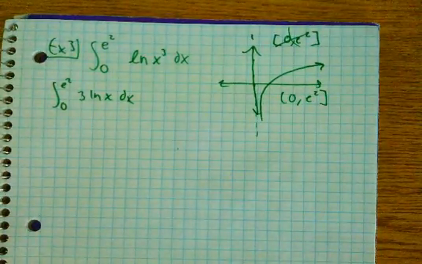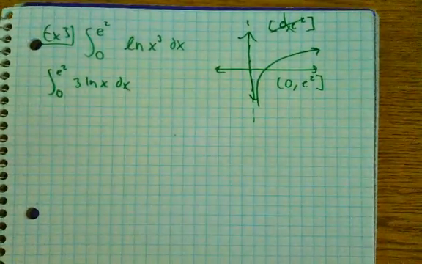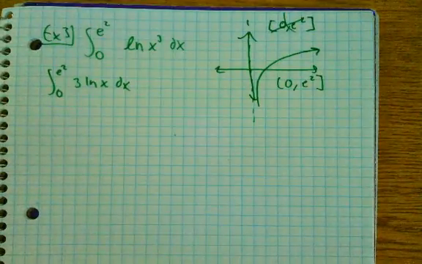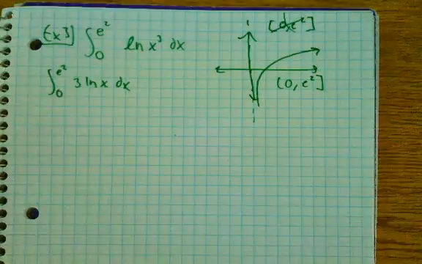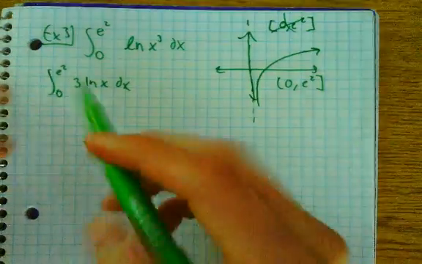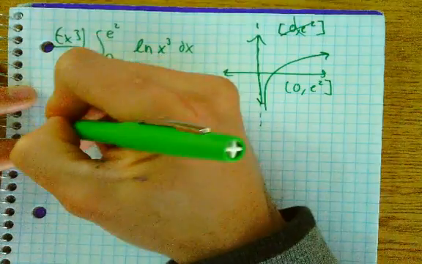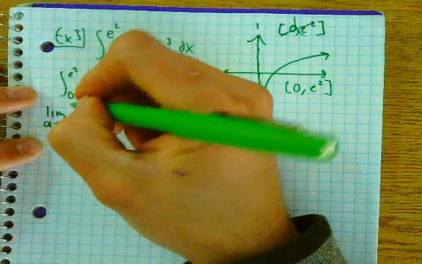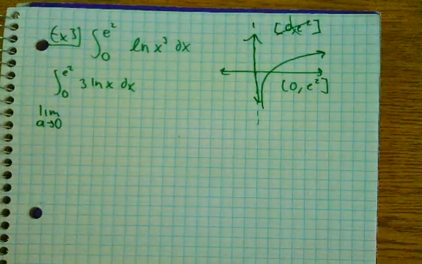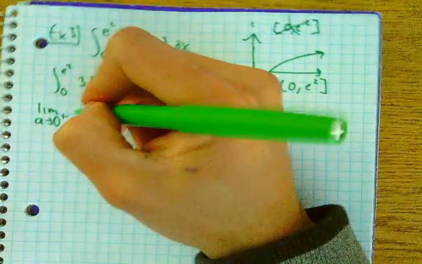Okay. What do you guys think then? Can I go ahead and integrate this thing as it is right now? No. You're going to have to rewrite it as a limit. You have to replace this here because it's not continuous there. Okay? So we're going to rewrite it as a limit as a approaches that value. But does it approach it from the left or does it approach it from the right? From the right. Agreed? So from the right, you're approaching it, of the integral from a to e squared of 3 natural log x dx.